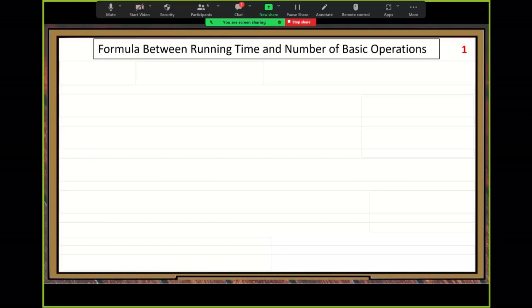At the beginning, we want to look at the formula between running time and the number of basic operations. Running time, the response time or execution time of a program. And last time we also used another measure, a stable measure. We call it the stable measure, right?